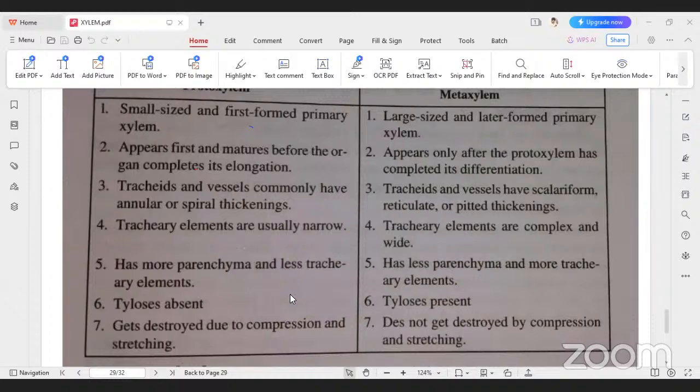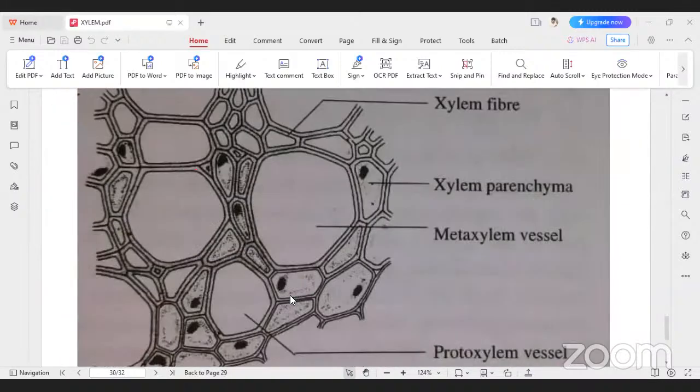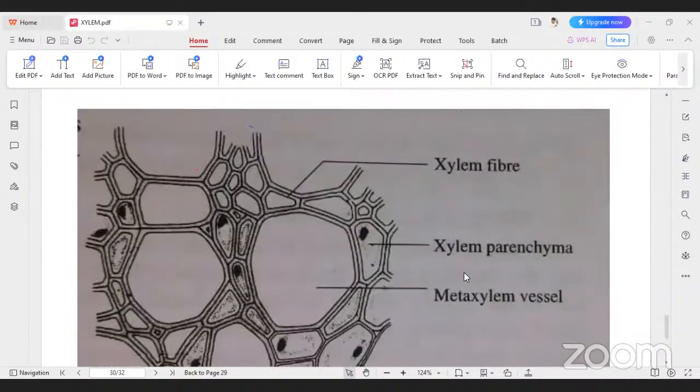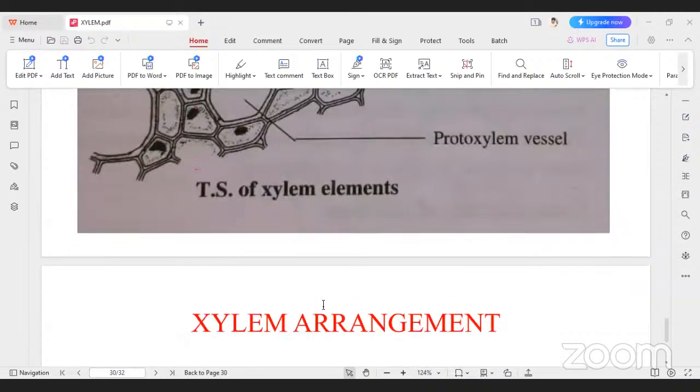Tylosis, right. Xylem fiber, xylem parenchyma. This is metaxylem, large. Metaxylem vessel, large. Already told you, larger size. Protoxylem, small. That is the xylem.